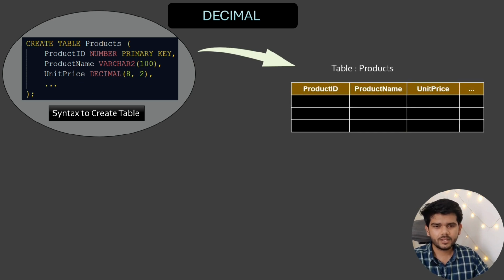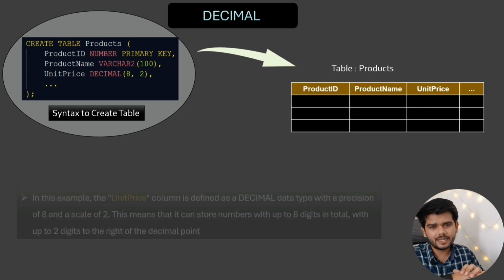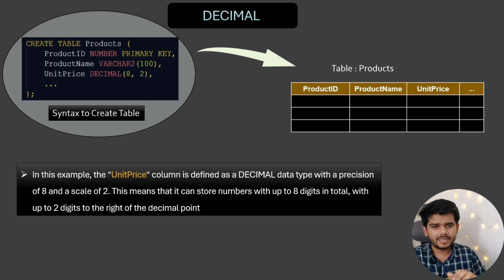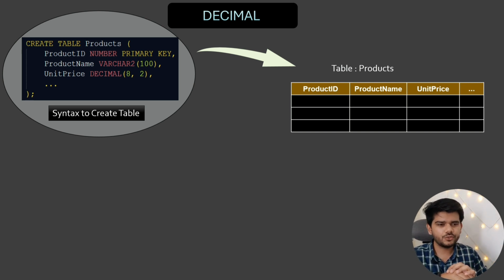In the example we have taken, the unit price column is defined as a decimal data type with a precision of 8 and a scale of 2. That means in total we have 8 digits and 2 are after the decimal. So when inserting data into this table, the unit price values represent the prices of the products. Let's see what type of data we can get under the unit price column.